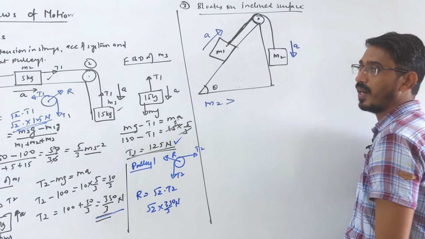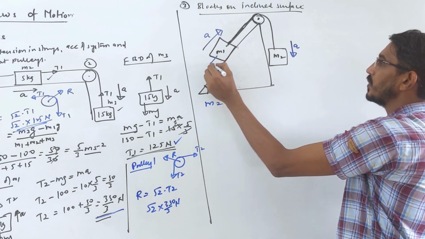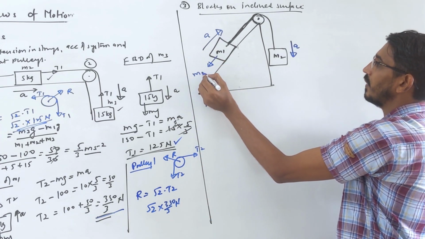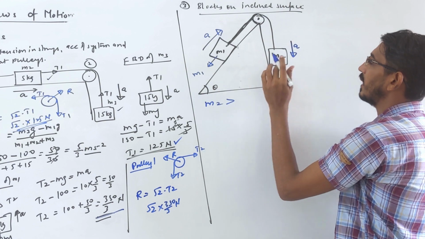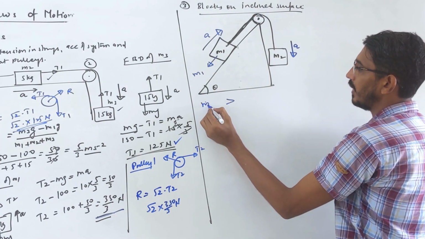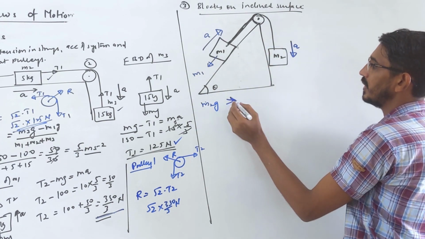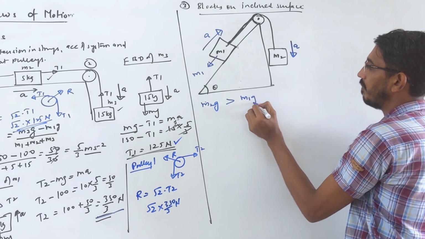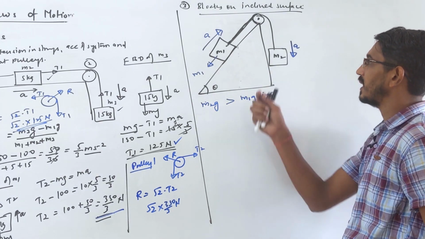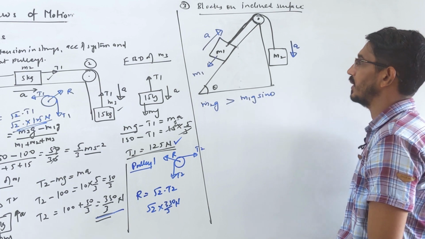M2 is greater than what? Look here, what's opposing here, not M1. I should write the weight of this block, M2g. The weight of this block is greater than what? The component of that, m1g sin theta, right? Then this system will move down, okay?